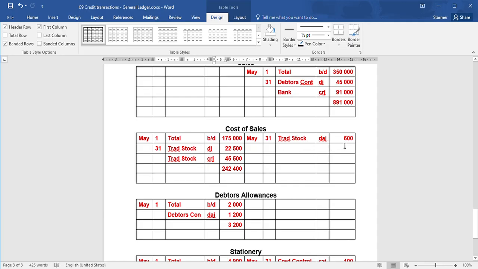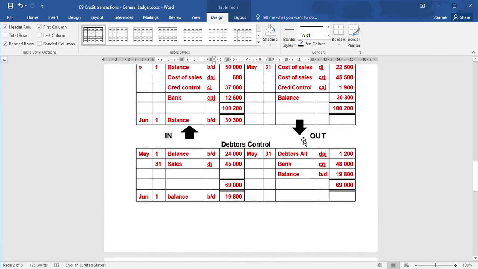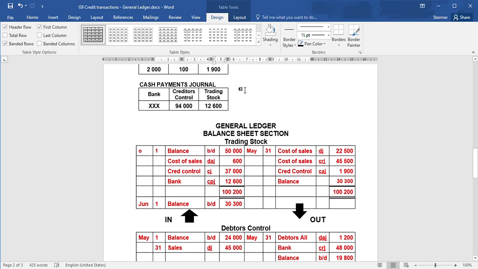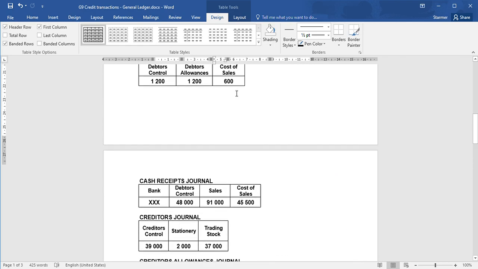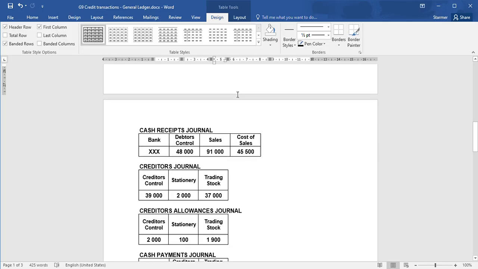Once again, check the double entry. You will find the entry on the debit side in the trading stock account. Here it is over here, cost of sales in the 600. Okay, that takes care of the debtors allowances journal. Now we move to our cash receipts journal. The cash receipts journal is used when you receive money.